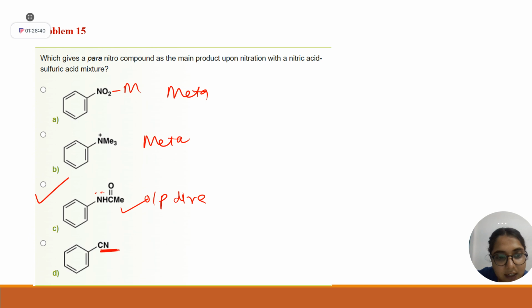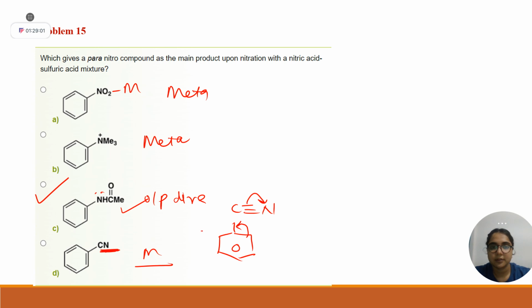And nitrile, meta or ortho para? Meta. Very good, meta. Why? Because, let me draw, triple bond N, ma'am. It's electron withdrawing. It will pull electron density from the benzene ring, right? Therefore, it is meta directing.